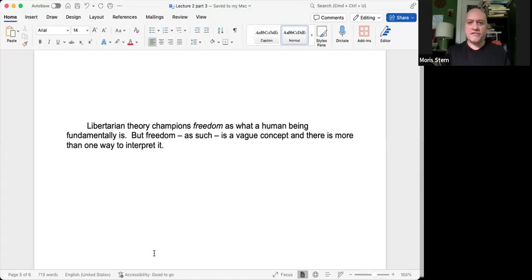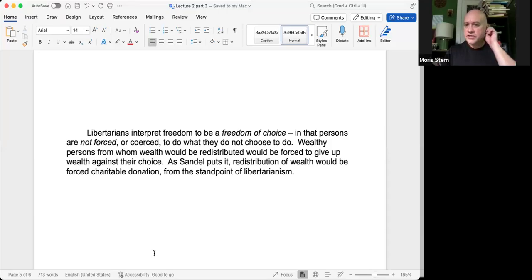Libertarian theory champions freedom as what a human being fundamentally is. But freedom, as such, is a vague concept, and there is more than one way to interpret it. Libertarians interpret freedom to be a freedom of choice, in that persons should not be forced or coerced to do what they do not choose to do. Wealthy persons, from whom wealth would be redistributed, would be forced to give up wealth against their choice. As Sandel puts it, redistribution of wealth would be forced charitable donation from the standpoint of libertarianism.